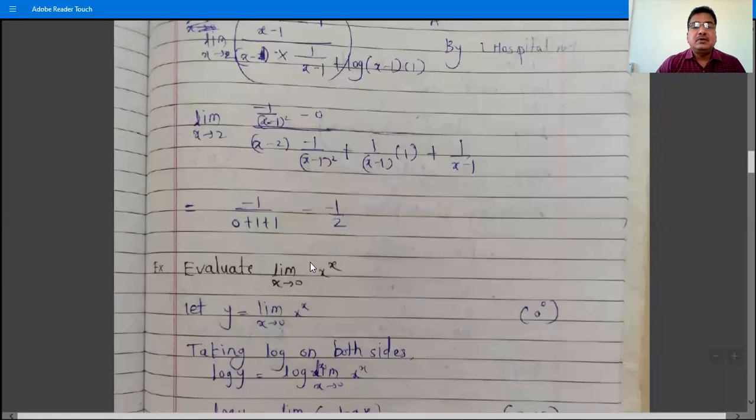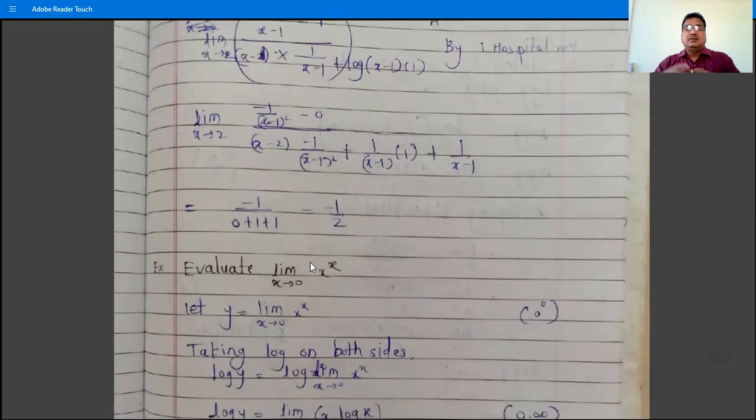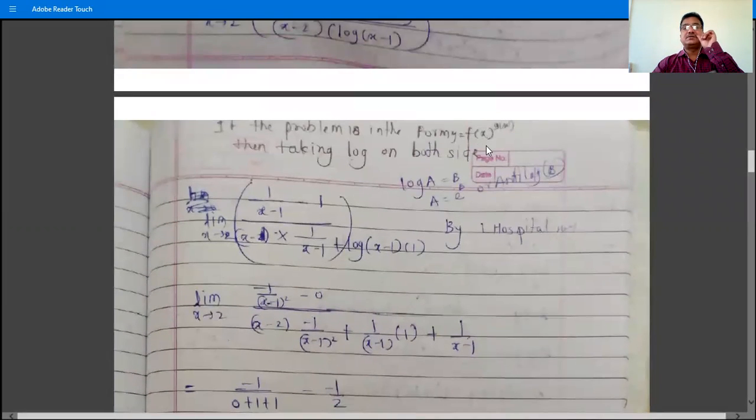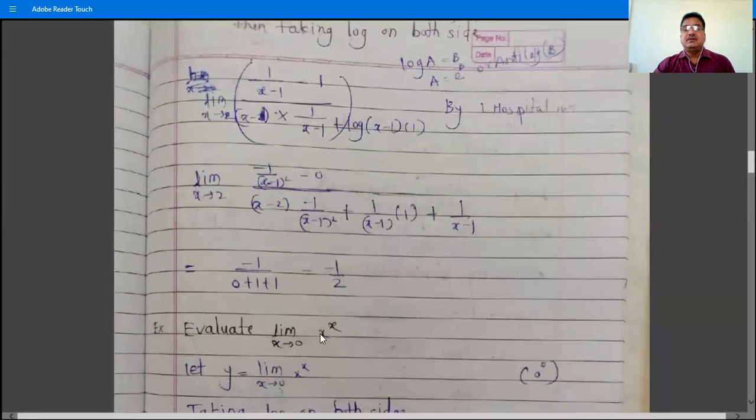Next example on Euler's L'Hospital rule. Find the limit as x tends to 0 of x raised to x. So these examples are of the form f(x) raised to g(x). That is, we have to find the limit of functions of the type f(x), that is, the base and power both are functions of x.